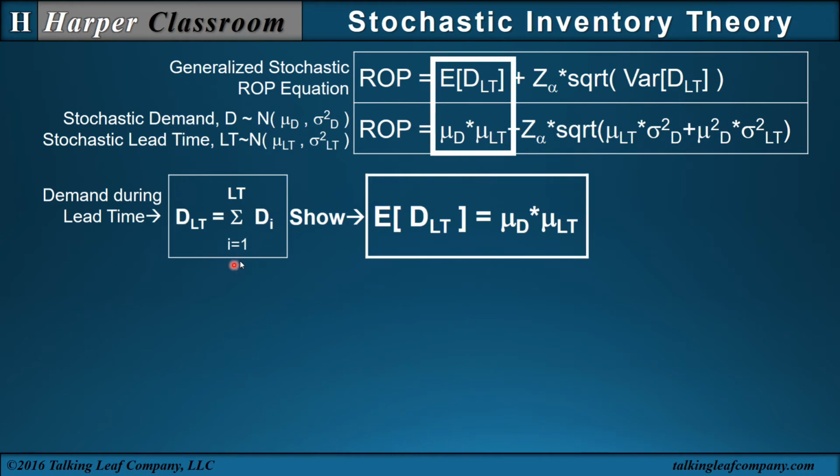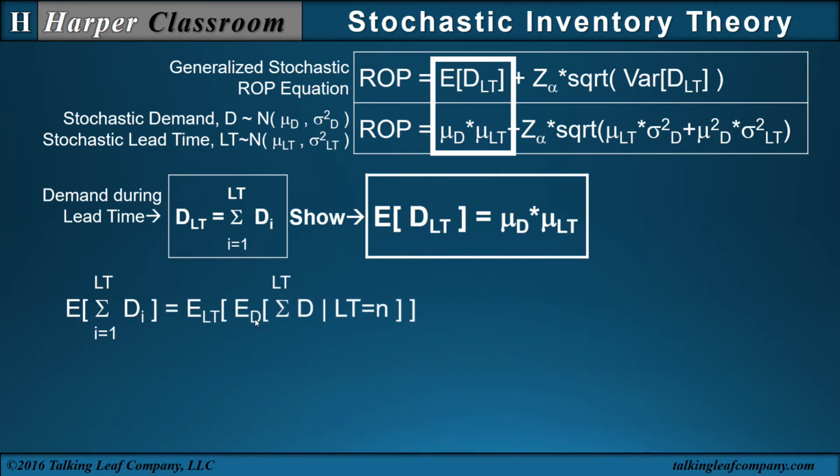So here's the demand during lead time, but this time the demand and the lead time are both random variables. I'm going to show that the expectation of my demand during lead time is the product of the means. I start with the expectation of the demand during lead time. Well, the conventional approach, since I have two random variables, is to condition on the lead time, so the lead time becomes a constant, and then take the expectation of the demand.